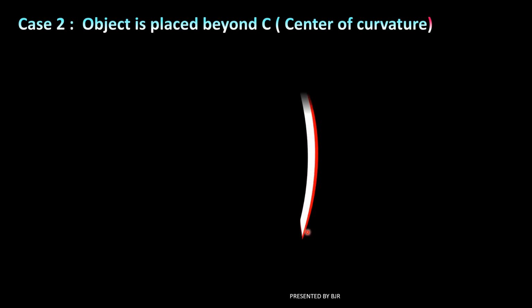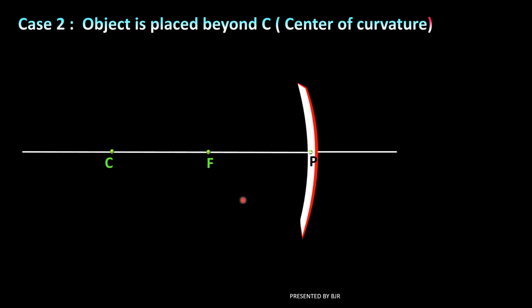So here is the concave mirror. P is the pole, C is the center of curvature, and F is the focal point. And the line passing through all these 3 points is called the principal axis. This is the principal axis. Okay. Now let us place a candle beyond C. That means I am going to place a burning candle here. Okay, this is the burning candle.